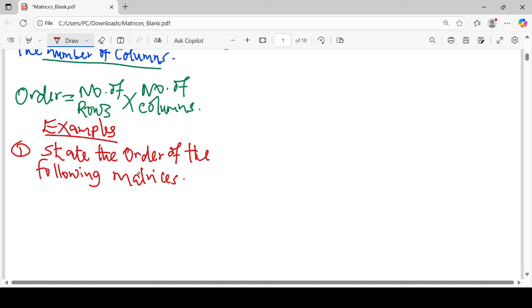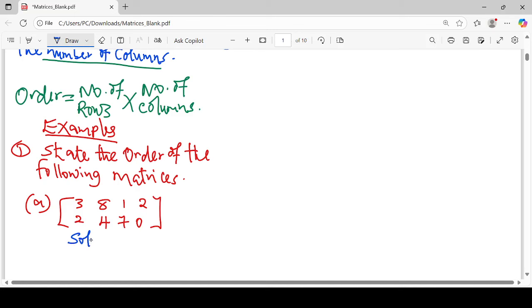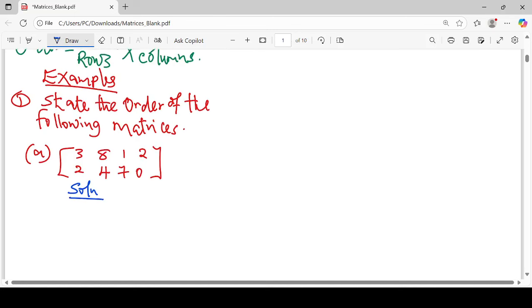Part A of the question, we've been given 3, 2, 8, 4, 1, 7, 2, 0. Then we've been asked to state the order of that matrix. Remember, we said that a matrix is an arrangement of items in rows and columns. So under our solution, this is what you need to do.